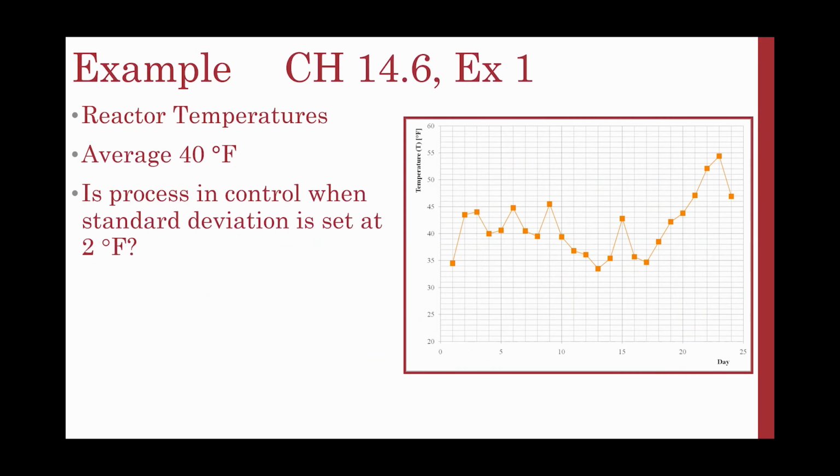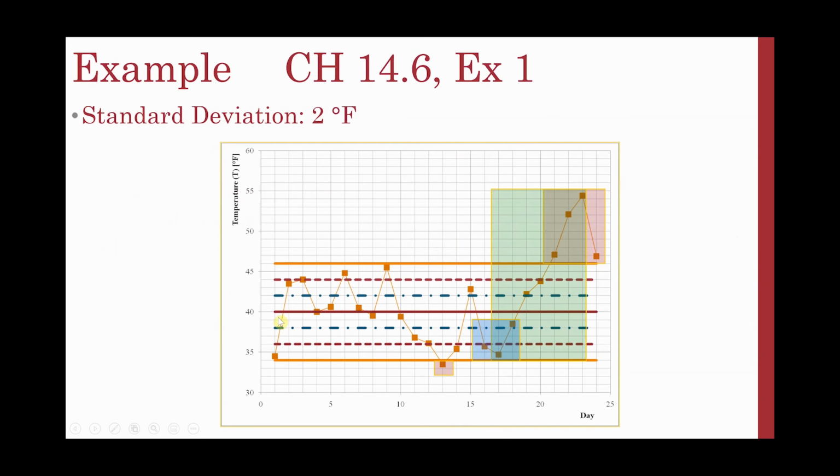So let's look at an example. We have reactor temperature. The average is 40 degrees. So here's our 40 degree average. The standard deviation is set to 2 degrees, so that would be 42, 44, and then 46. So anything above 46. So what's wrong with this? Well, if I draw my mean and my 3 zones on here, you can see first we have multiple points outside of our 3 standard deviations. We also have 2 out of 3 points occurring in zone A. And then we also have a nice increasing linear trend occurring.